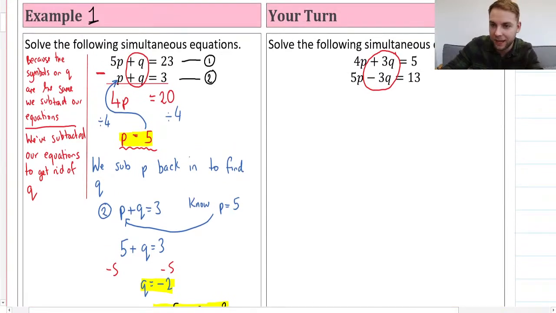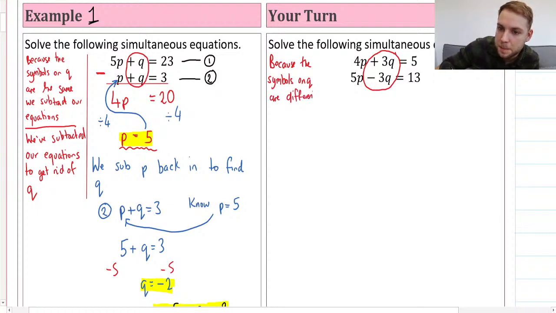Okay, so with this one here, let's write it on the side. Because the symbols on Q are different, we add our equations. Okay, so because the symbols are different, we add our equations.